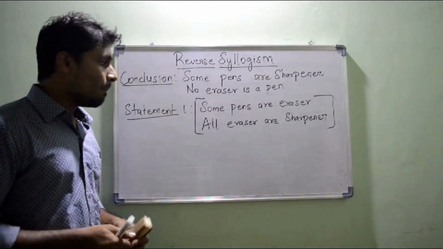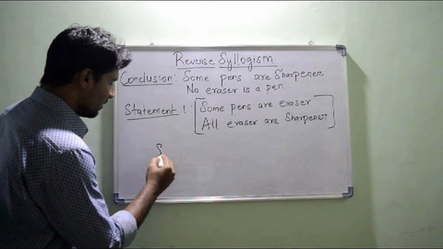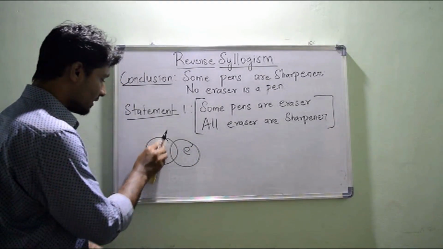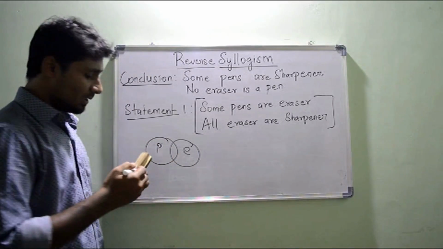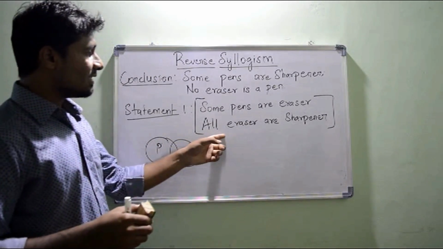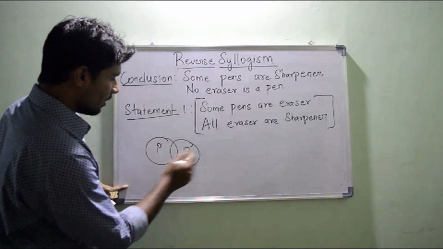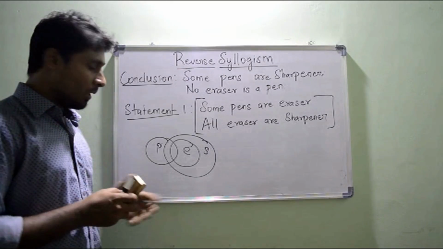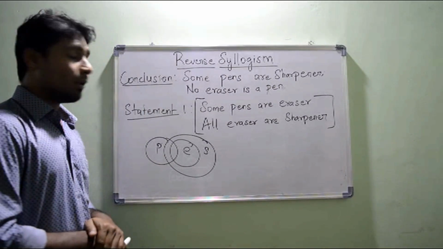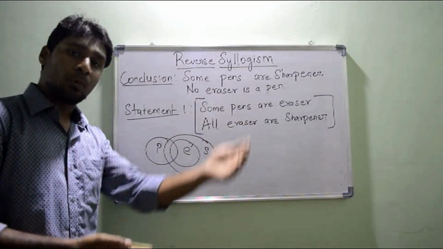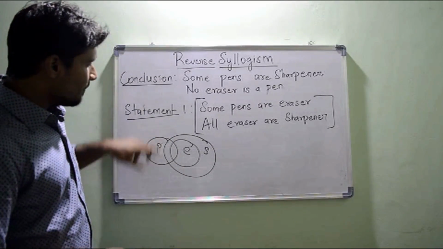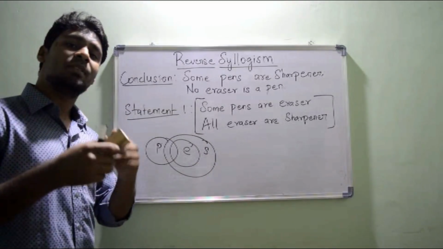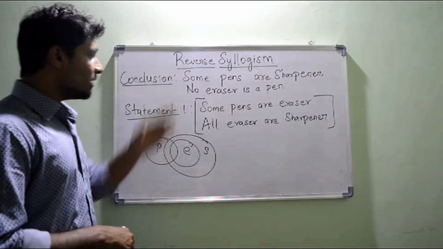Statement 1 says that some pens are erasers. So again, some pens are erasers. And the second statement is all erasers are sharpeners. So again, all erasers are sharpeners. After drawing the diagram for statement 1, please check with the conclusion, whether the conclusion is following or not. In the reverse one, you just have to check whether the statement follows the conclusion or not. Again, the exact reverse. It's very simple. The same process, but I'm going to do it in a reverse manner. That's it. So check with the conclusions.